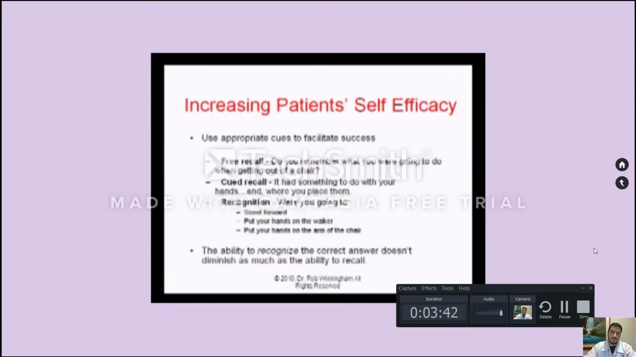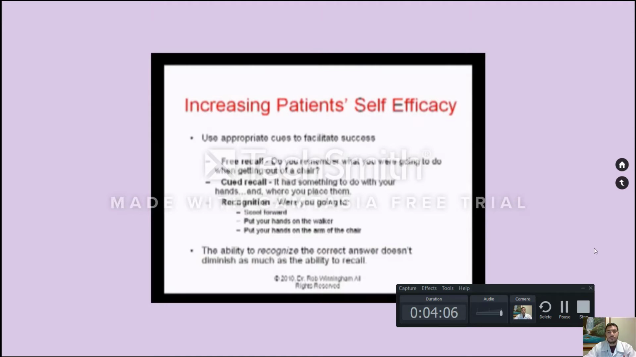There's an easier way to ask a question, cued recall. If they don't respond to that first question, they didn't have any good cues, we'll give them a little bit of a cue. It has something to do with your hands. If they still don't respond, we could say, and where you were going to place them. So we just gave them a cue. And they're very likely going to recall what they were going to do at that point.